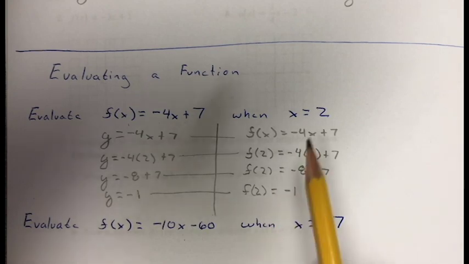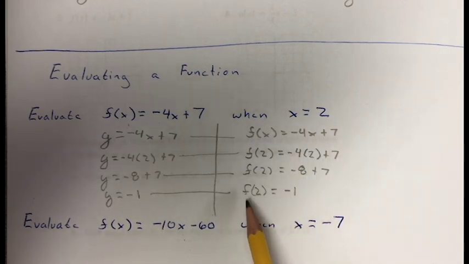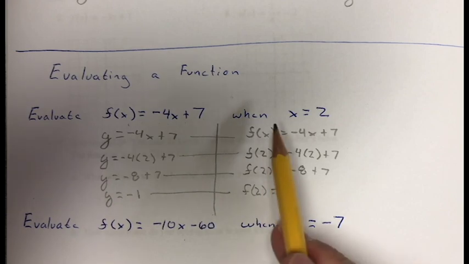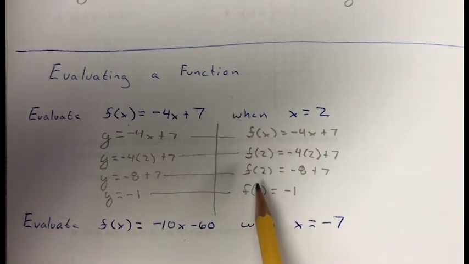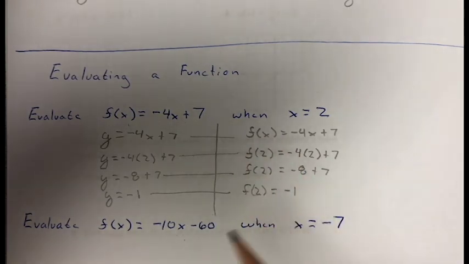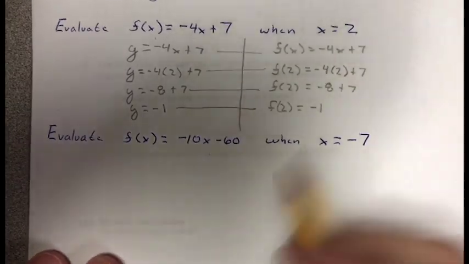I am saying when x is 2, when the function, this function right here, when I know that x is 2, the f of 2 is equal to negative 1. I've just solved and evaluated this function. So it's the same thing here.